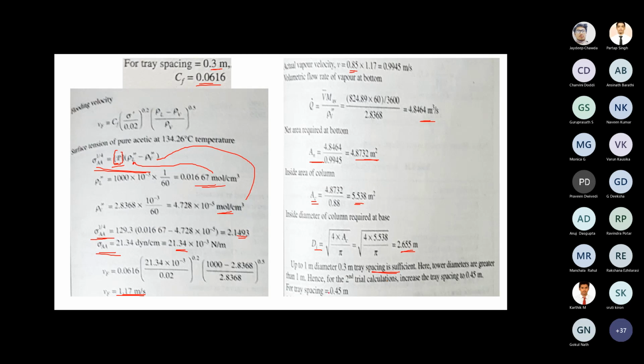But here our diameter is more than 1 meter. So for the second trial you have to select 0.45 meter. If you select 0.45 meter, then your column diameter calculation is different. So at the top you have to find out the new value of CF, then calculate the flooding velocity, then calculate actual velocity, calculate the net area, calculate the cross sectional area, and calculate the diameter, that is 1.7 meter. Now you see the difference. If you increase the tray spacing, your column diameter will come down.